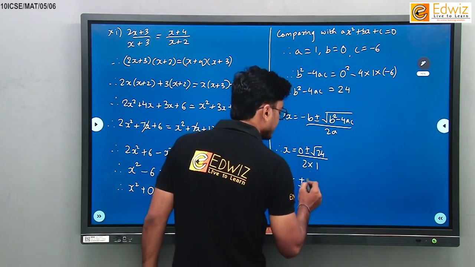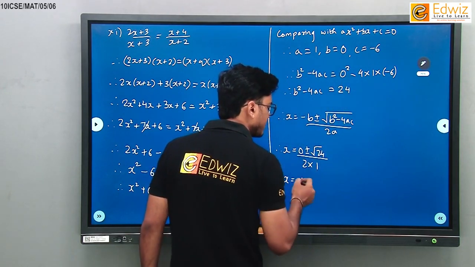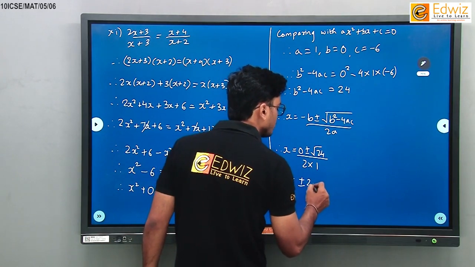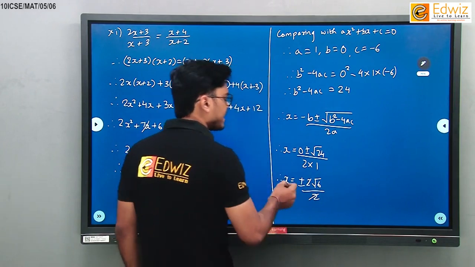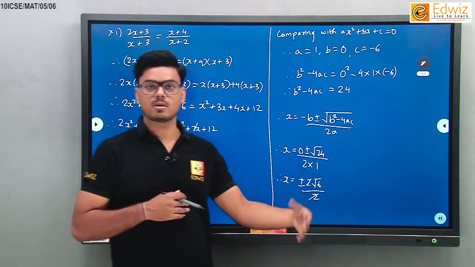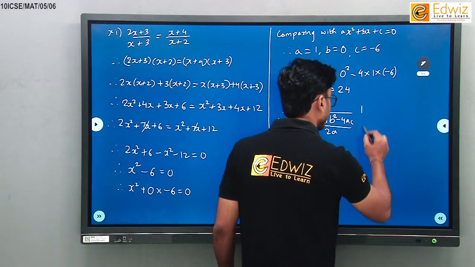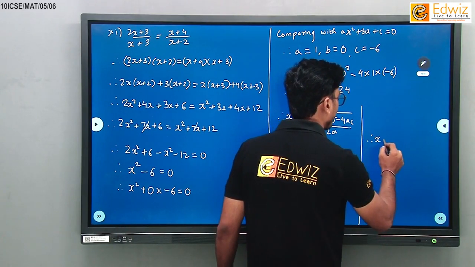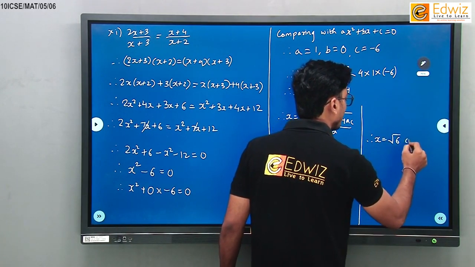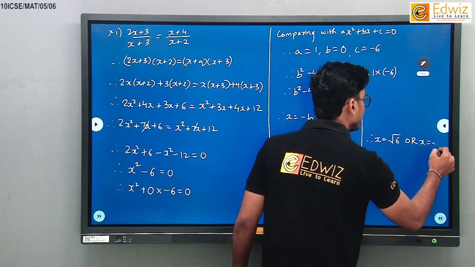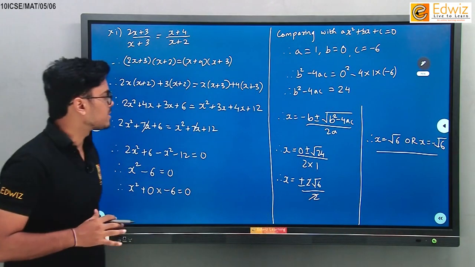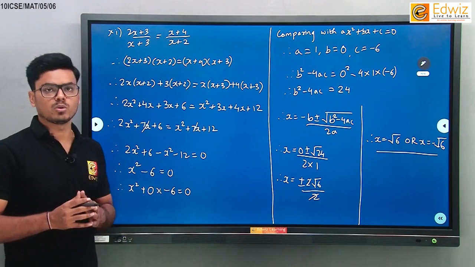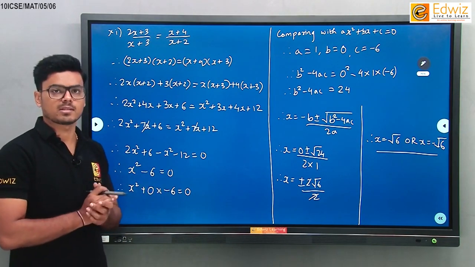So plus or minus 0, it is plus or minus anyway, so 0 makes no difference. Plus or minus 2 root 6 divided by 2. 2 will get cancelled. The answer for x will be plus root 6 and minus root 6. Okay, the value of x is positive root 6 or negative root 6. That's it. I hope you have understood the solution. I'll give you 1 minute to note this down. Then we'll move on to the next question.